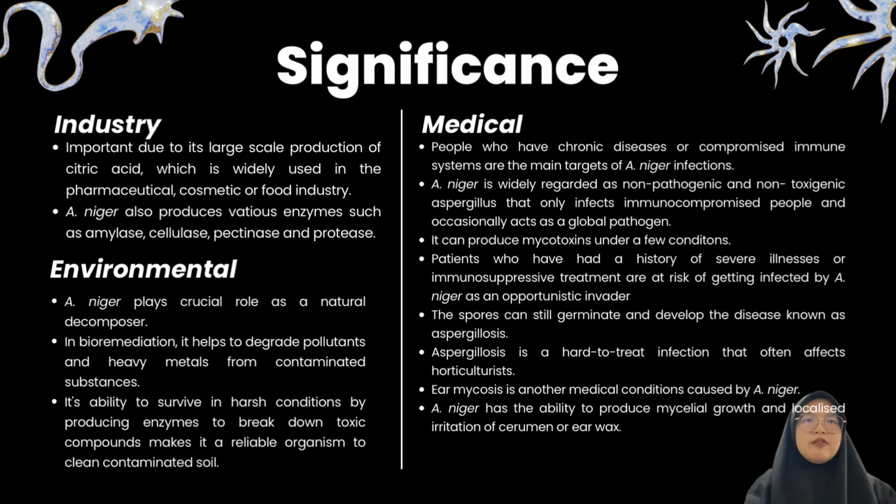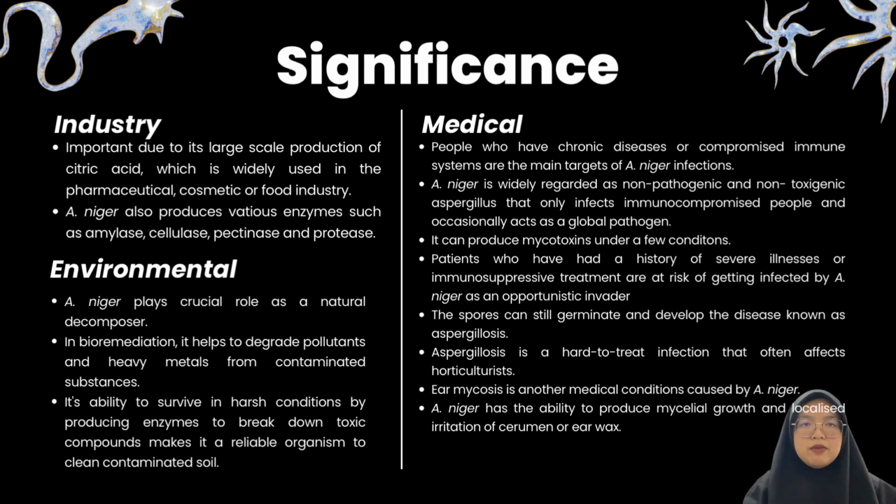Next is the significance of Aspergillus niger, which focuses on three fields: industry, environmental, and medical. So first, industry. This fungus produces a large-scale yield of citric acid that is widely used for pharmaceutical drugs or supplements, cosmetic products to preserve pH, and as antioxidants, including for food and beverages, where it acts as a preservative or flavor enhancer. Other than that, they also produce enzymes such as amylase, cellulase, pectinase, and protease that have their own specific function in degradation. For example, cellulase breaks down plant biomass into fermentable sugar to produce biofuels.